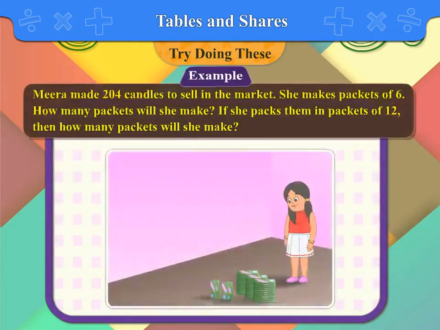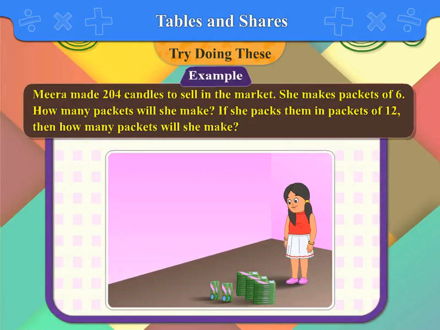Example, Meera made 204 candles to sell in the market. She makes packets of 6. How many packets will she make? If she packs them in packets of 12, then how many packets will she make?